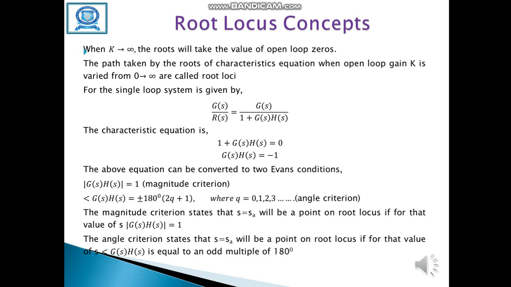The magnitude criterion states that s = sa will be a point on the root locus if for that value of s, the magnitude of G(s)H(s) equals 1. The angle criterion states that s = sa will be a point on the root locus if for that value of s, the angle of G(s)H(s) is equal to an odd multiple of 180 degrees.